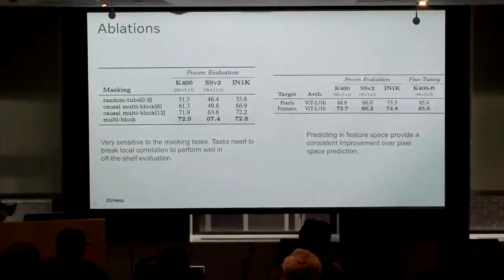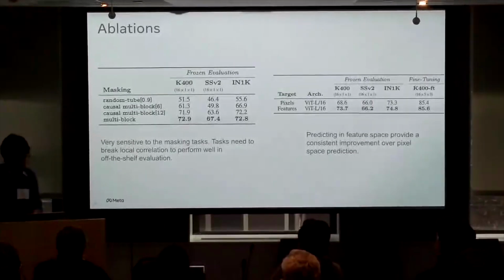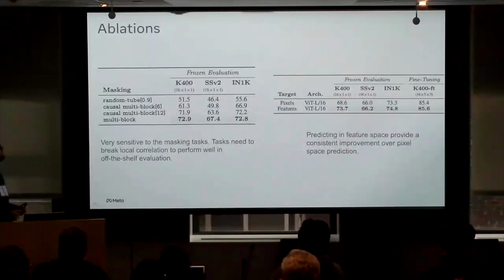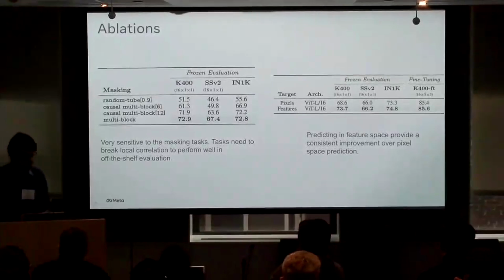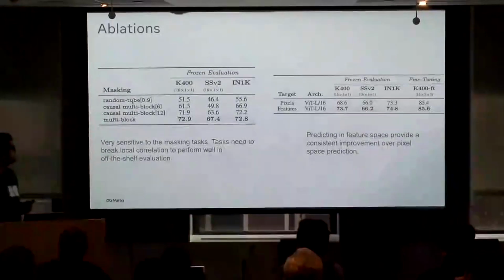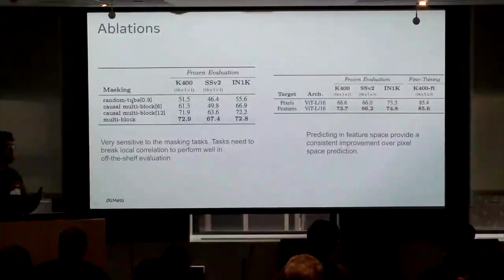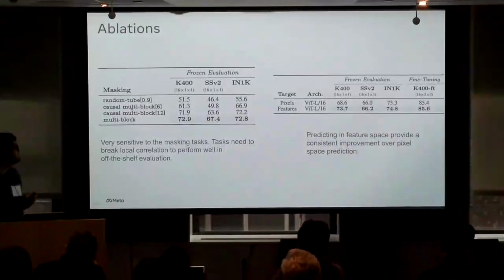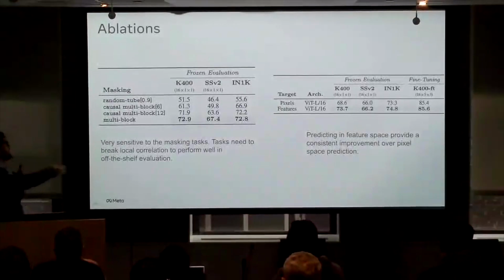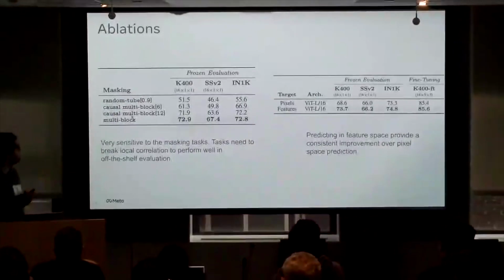A few more ablations. I was discussing before the sensitivity to the masking task, and it's something we spent a lot of time on for this project, and this is what this table is showing. Here we try different types of masking. One is random tube, where we just have a small tube that we randomly mask in a video. One is the multi-block strategy, where we sample blocks, so big tubes spatially, and mask them through the video.